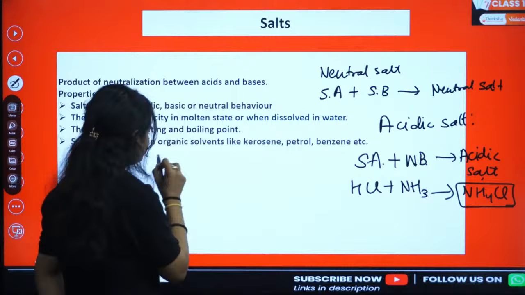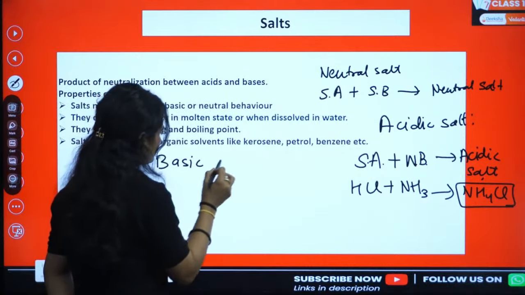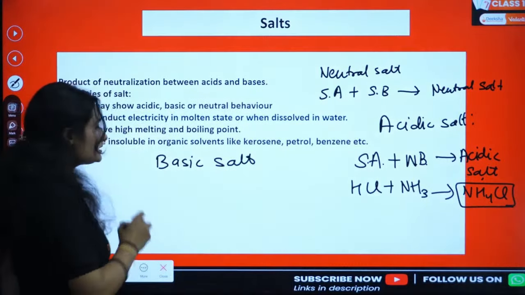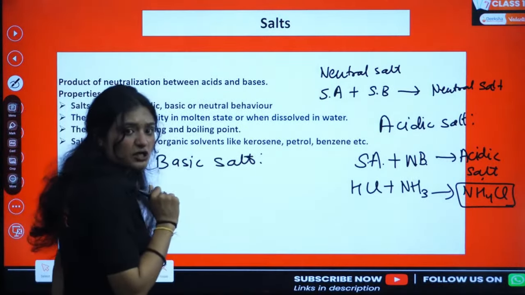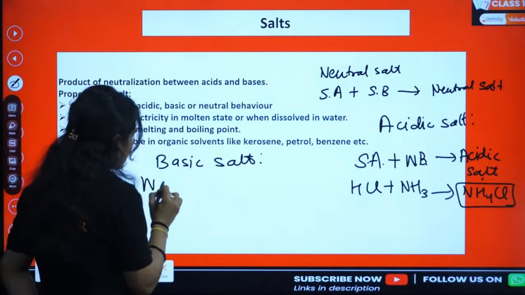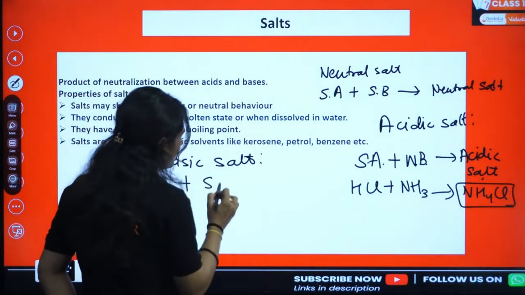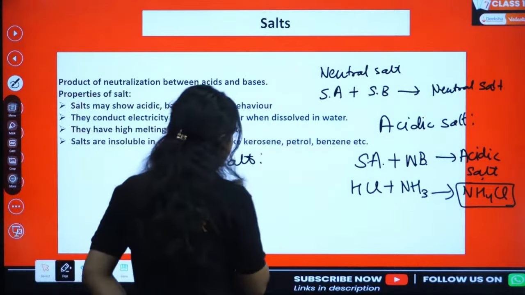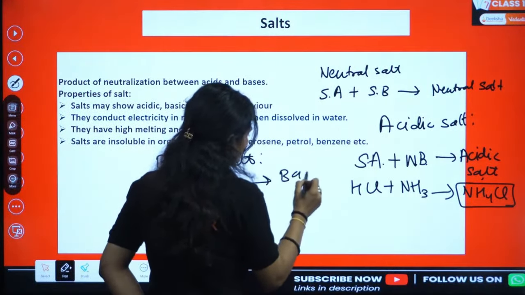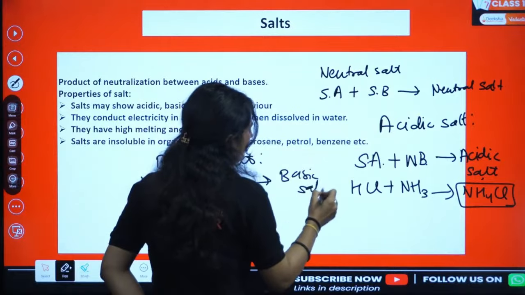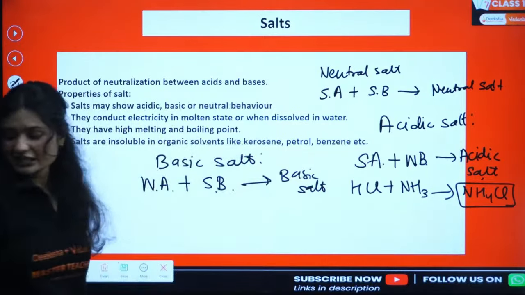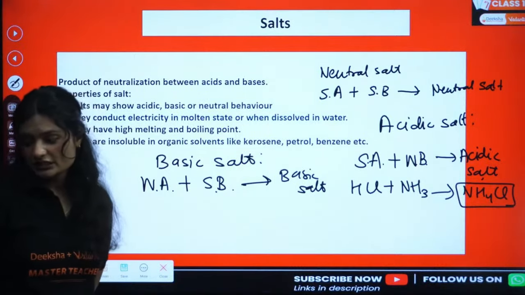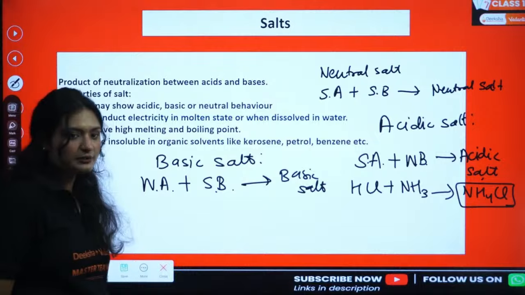basic salt. Basic salt, when do we get a basic salt? When a weak acid combines with a strong base. When the base is strong and the acid is weak, what kind of salt do we get? A basic salt. Give me some example of it. Sodium carbonate, right? Sodium carbonate is one.